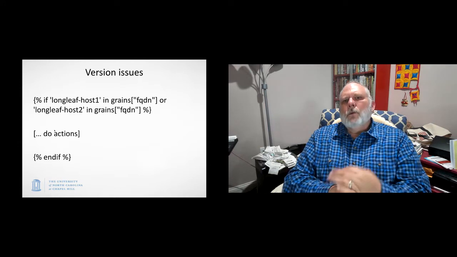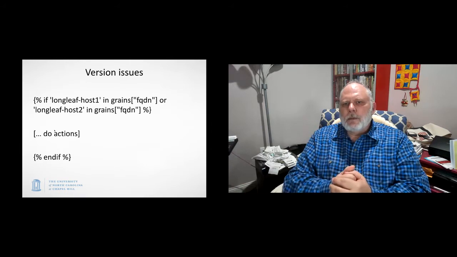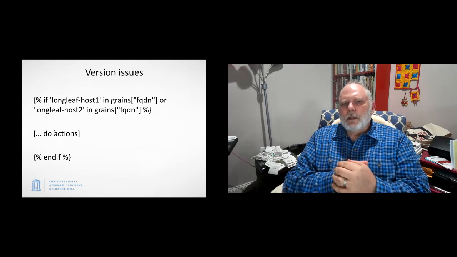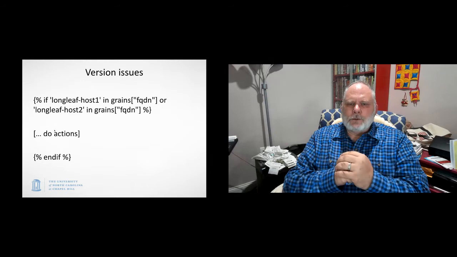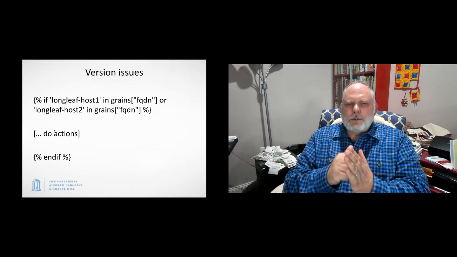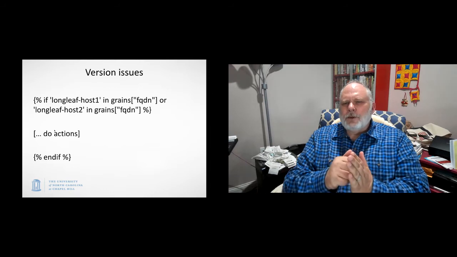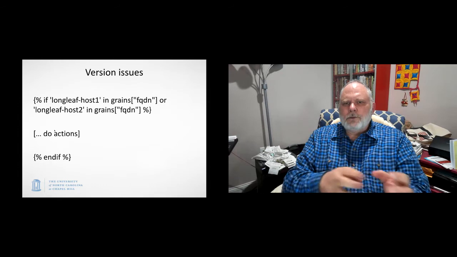So here we're looking at a grain that is called FQDN, which is a fully qualified domain name, and we're seeing if certain host names are in those fully qualified domain names. If they are, we do actions, and then we have an end if, just like you have in lots of languages. It's kind of an interesting thing with Salt and with YAML in particular, is they're not really procedural. So they're really describing an end state.